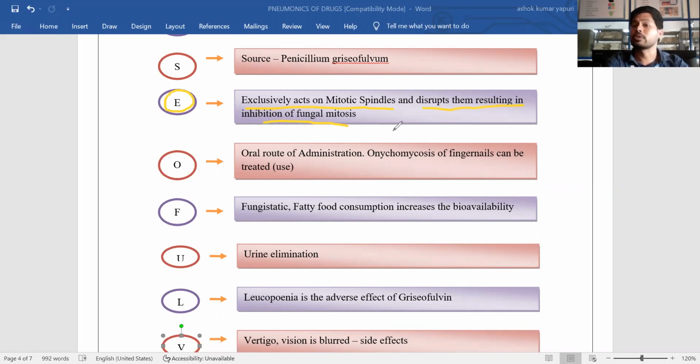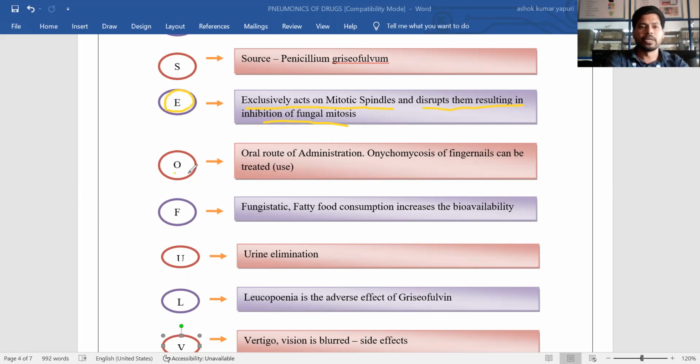Mitosis is nothing but cell division. Mitosis is essential for cell division. Even fungi require cell division. But here, based on the letter E, it exclusively acts on the mitotic spindles of the cell division, disturbs the function of mitotic spindles, and prevents cell division in fungi. When cell division is not happening in any cell, it leads to stoppage of its growth. Like here also, because of its action, fungal growth is suppressed. So it mainly acts by disturbing the mitotic spindles of the fungal cells and interfering with the cell division of the fungi.